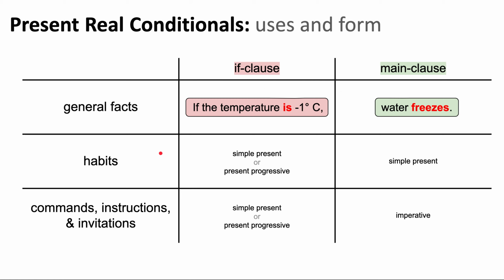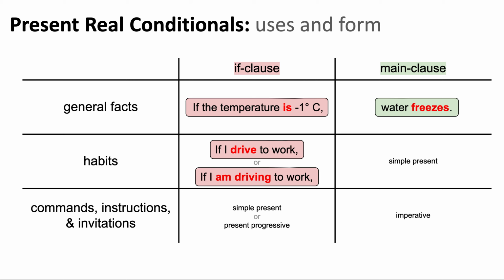For habits, the if clause can be either in the simple present, such as if I drive to work, or the present progressive, such as if I am driving to work. The main clause will use the simple present. For example, I listen to the radio. So for habits, if I drive to work or if I am driving to work, I listen to the radio.